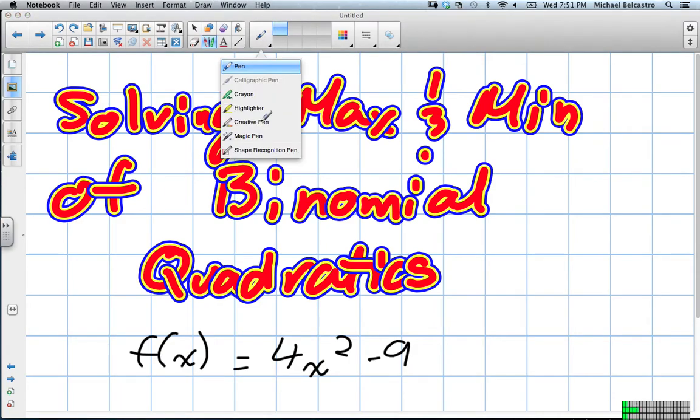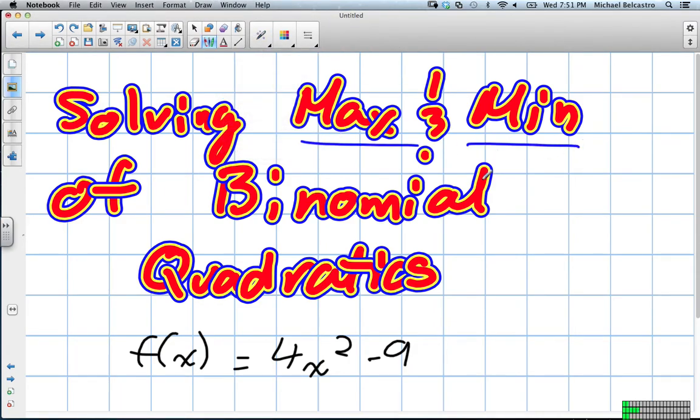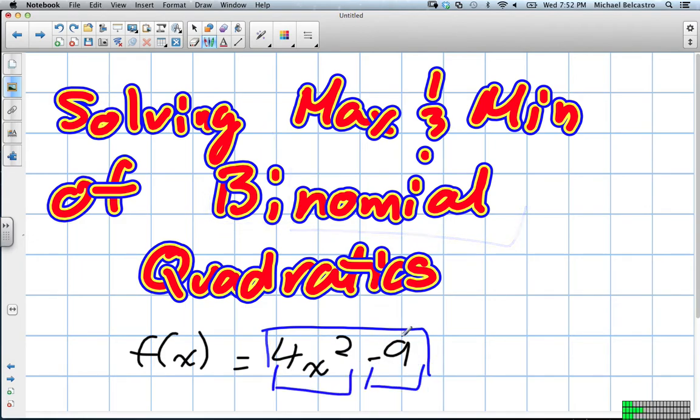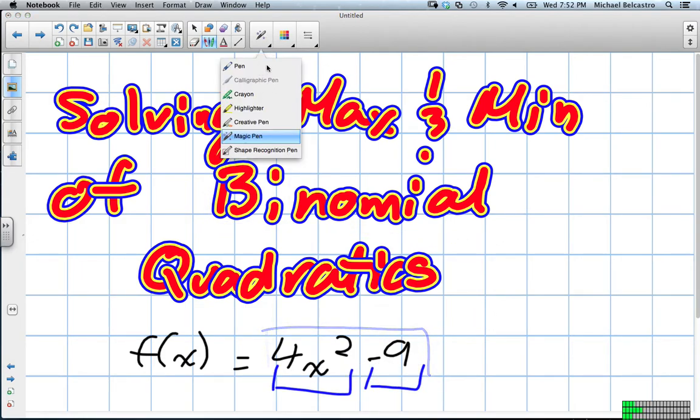Solving max and min of a binomial quadratic. So we'll be doing maxes and mins here. It's called a binomial. Bi, like a bicycle, means two, and nomial means numbers. In this polynomial, which means many numbers, there are two: 1, 2. That makes it a little different.